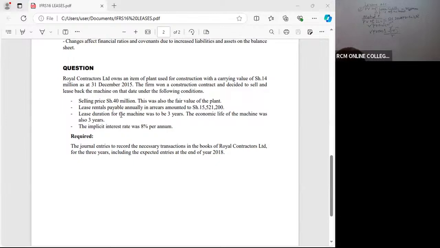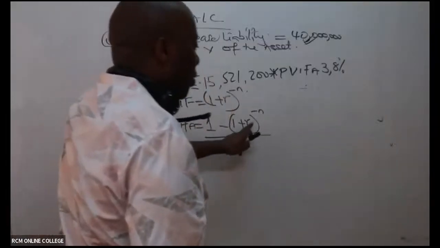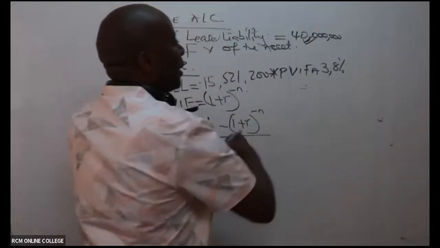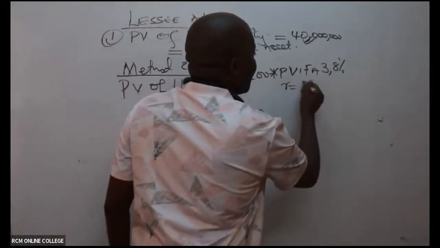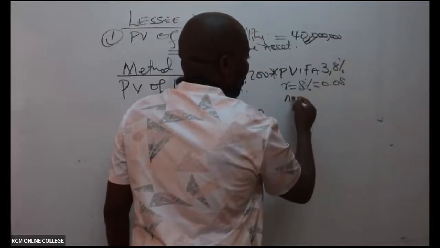I shall come to that. But for now, the lease duration is 3 years and the economic life of the machine is 3 years, so no worries for now. This is our first question, remember, everything simplified. We have this for 3 years, and the implicit rate of interest is 8%. The rate of interest is our cost of capital, our required return. This is R. So R is 8%, which is the same as 0.08, and N is 3.